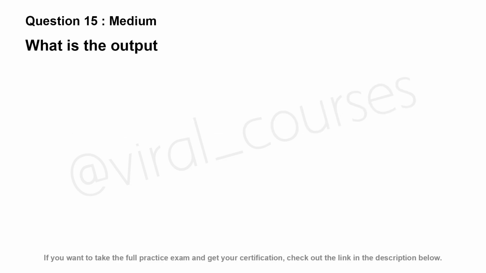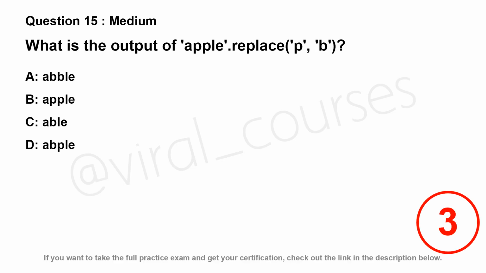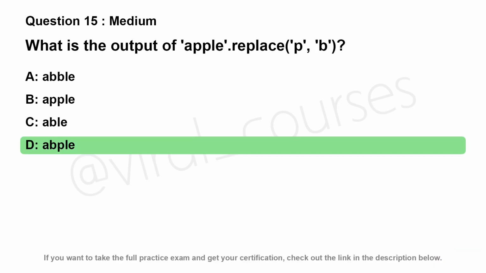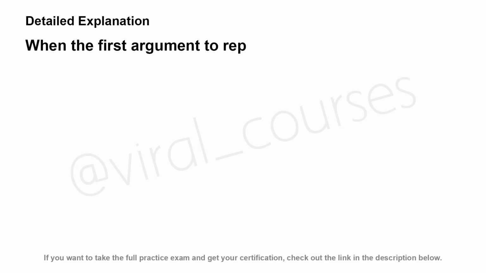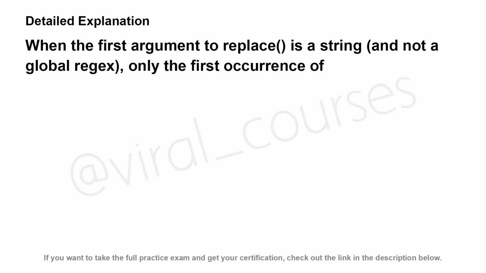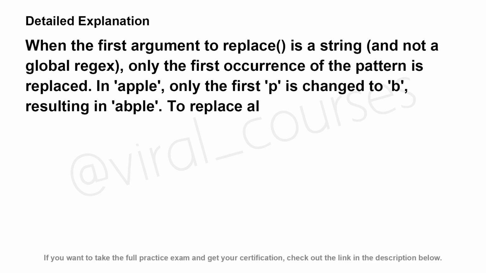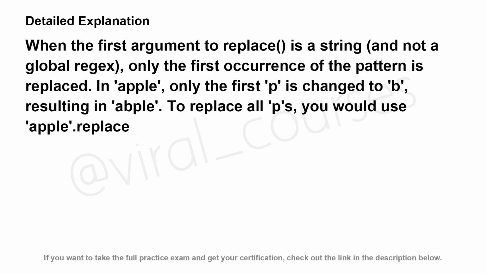What is the output of 'apple'.replace('p', 'b')? Option A, able. Option B, abple. Option C, able. Option D, abple. The correct answer is D. When the first argument to replace is a string and not a global regex, only the first occurrence of the pattern is replaced. In apple, only the first p is changed to b, resulting in abple. To replace all p's, you would use replaceAll('p', 'b') or a global regex.